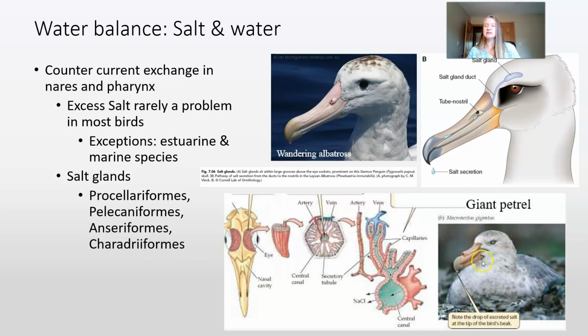And this is just a little bit of information showing you how it's kind of filtered through. Don't get caught up on these details. I just put it in there so that you can kind of see how this would work a little bit with the capillaries and the exchange. So pumping sodium chloride and getting rid of it, and then excreting the salt at the tip of the bill in this highly saline solution.